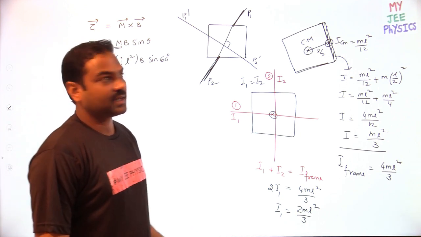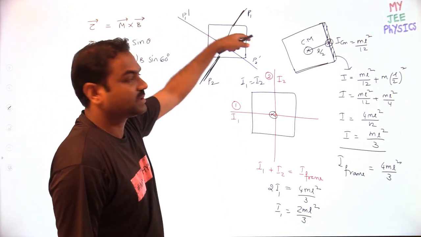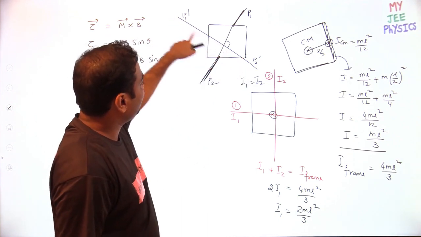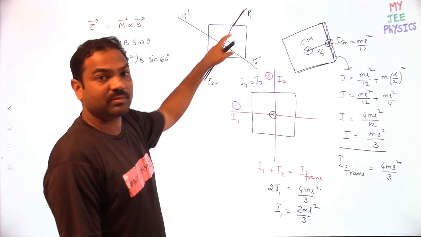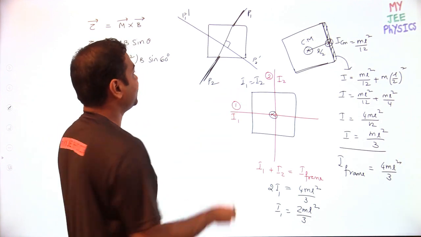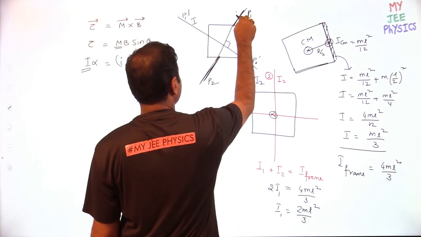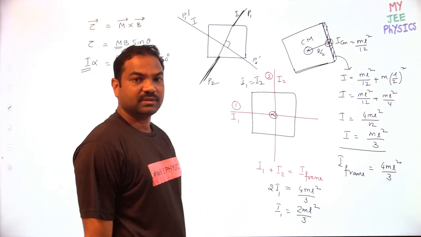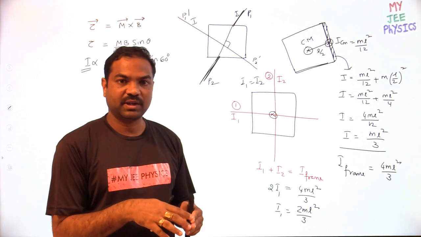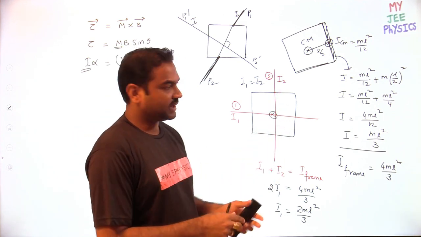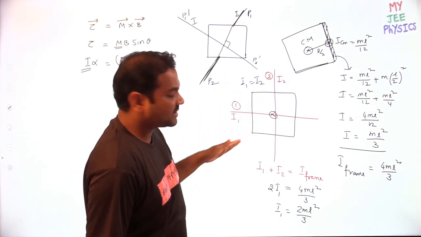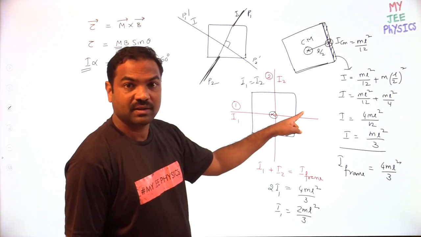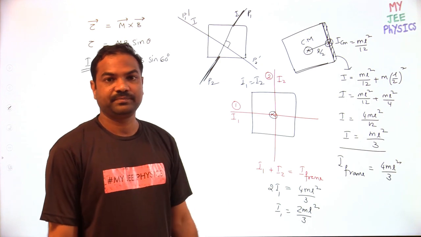Still I can apply the perpendicular axis theorem now because both form the symmetry. Whatever the moment of inertia of the object about P1 dash P2 dash, the same will be the moment of inertia about P1 and P2 also. If you take a regular planar object, any axis passing through the center of mass within the plane will have the same moment of inertia.